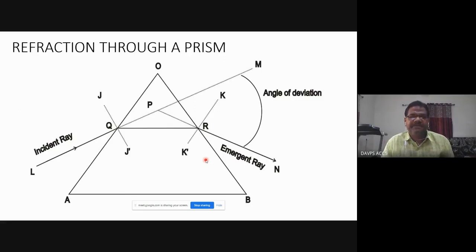Refraction through a prism. This is the prism, and you must be knowing how the refraction phenomena takes place through the prism. Clear? Here I would like to tell you which phenomena are taking place through the prism. That is refraction. Another is dispersion, which also takes place.